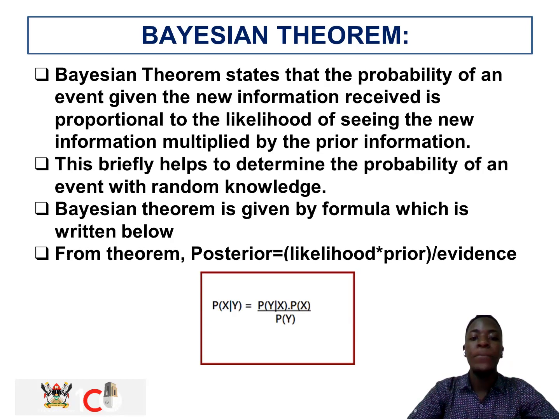So P(x|y), the probability of x given y, which is the posterior, is given by the probability of y given x, which is the likelihood, multiplied by the probability of x, all over the evidence. So the probability of y given x is the likelihood, the probability of x is the prior, and the probability of y, which is at the bottom, is the evidence, or what we can call the marginal probability in this Bayesian theorem.